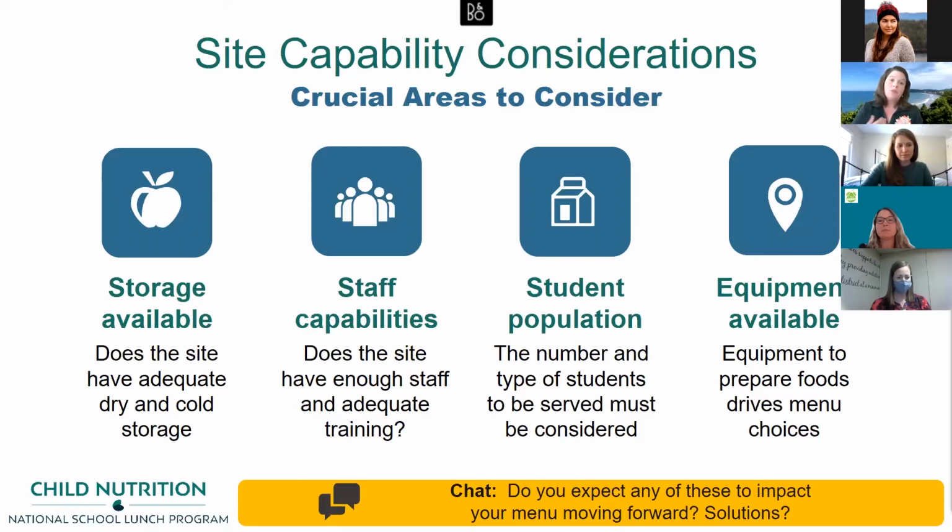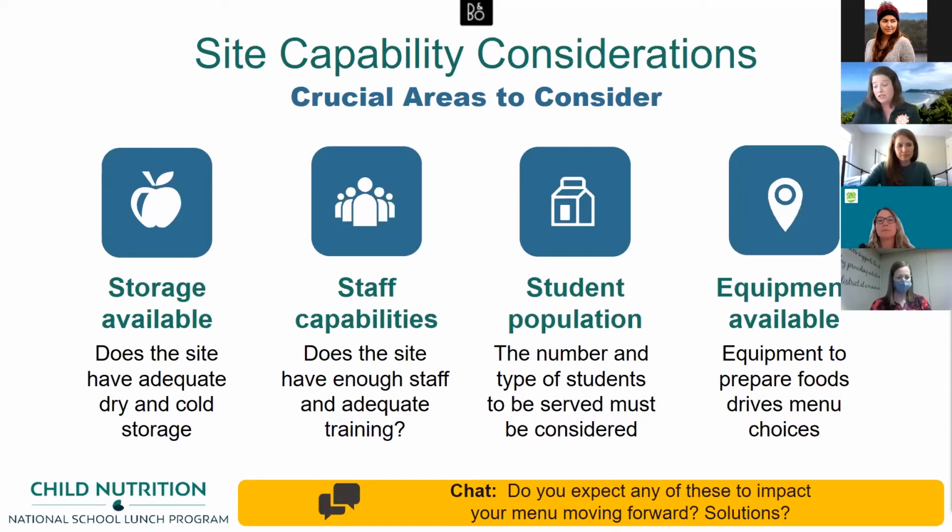If you haven't trained them, you train and train and you train again, so that they get that confidence, so that they can again be prepared for those menu items. Student population. So we talked about student preference, but also what you need to remember here when you're looking at the site capabilities is the number and type of students.